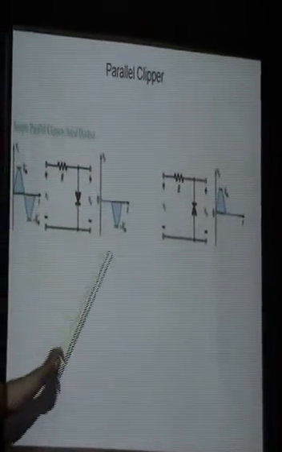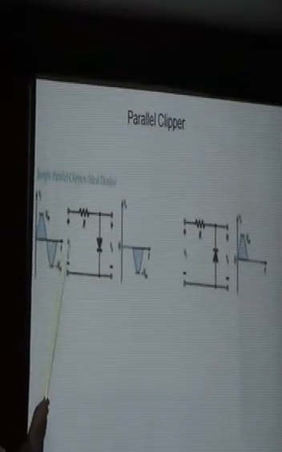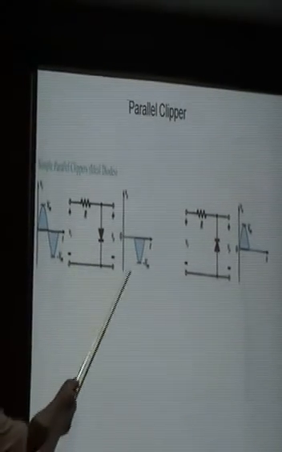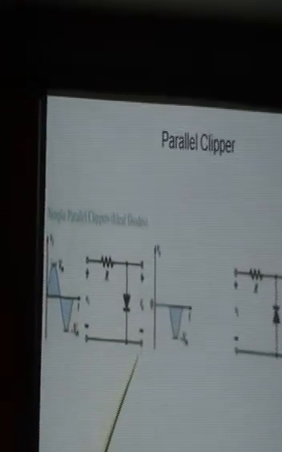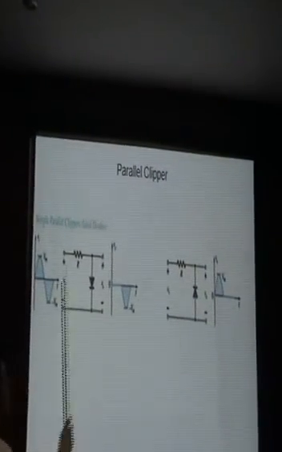These are the two different circuits for the clippers. First one is called parallel clipper. Here, because the positive portion is clipped off, this is a positive clipper. While here the negative portion is clipped off, that is a negative clipper.